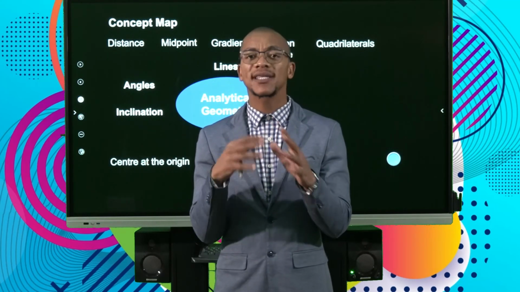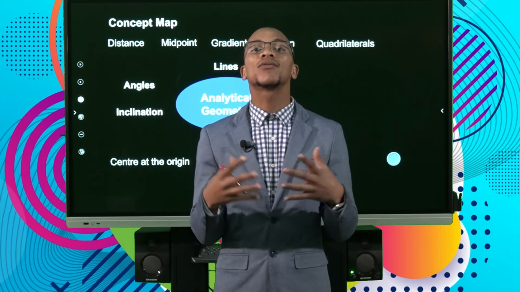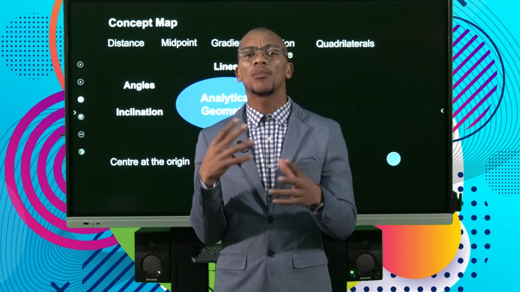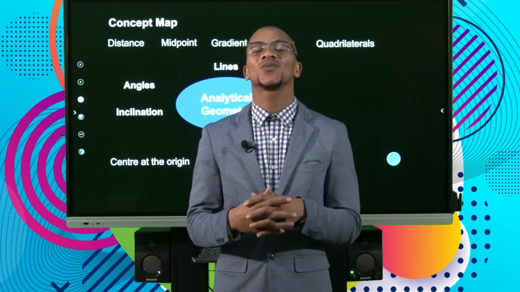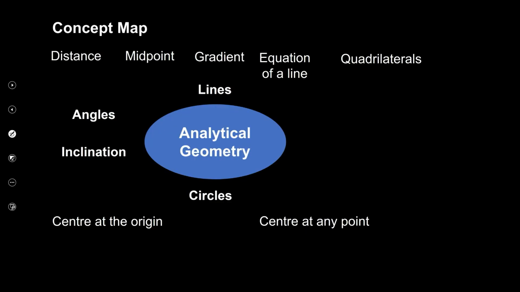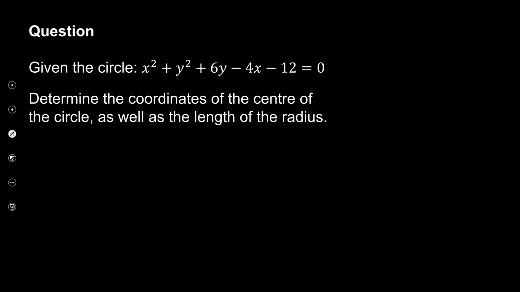Now we're going to look at some more questions that involve this, where we need to complete the square and all of that. But let's look at the very first question that we need to solve. The question says, given the circle x squared plus y squared plus 6y minus 4x minus 12 equals 0, you need to determine the coordinates of the center of the circle.